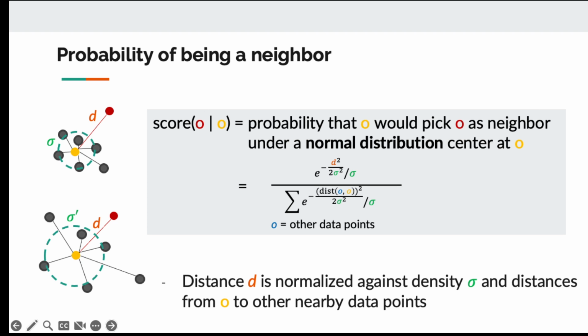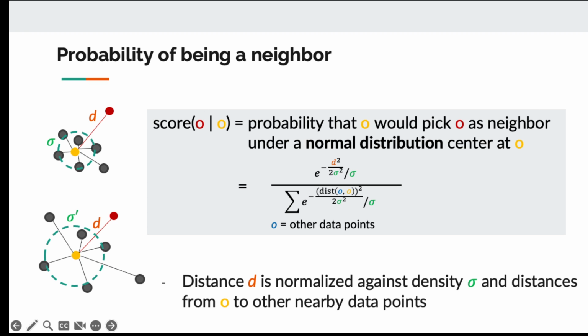The denominator, I forgot the term, sorry. So the bottom part is normalized also by the distance between yellow cells and nearby cells. So it's a double normalization. First by the density, and also by comparing red cells to other cells nearby. So these two together give a measure of whether yellow and red are similar or not by these two factors.